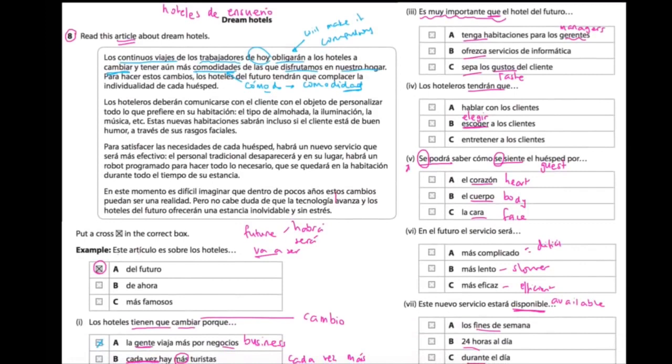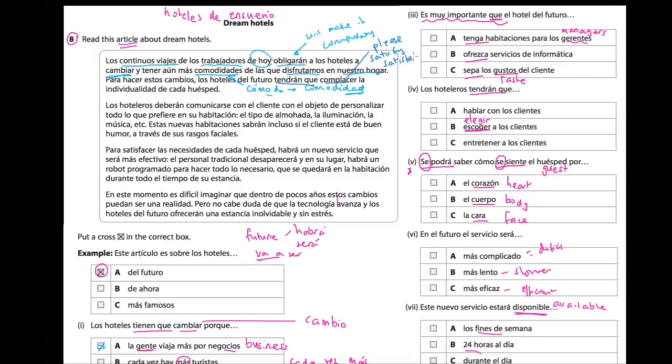Let's have a look at question three. So it's important that the hotel of the future has is what? So para hacer estos cambios, in order to do these changes, los hoteles del futuro tendrán que complacer la individualidad de cada huésped. Okay, so los hoteles del futuro tendrán que, they will have to, complacer, this is to please, okay, to please or to satisfy, it's the same as satisfacer, to please, to satisfy the individuality of each guest, and notice we've got the word guest again. Okay, so it's very important that they know the tastes of the client.